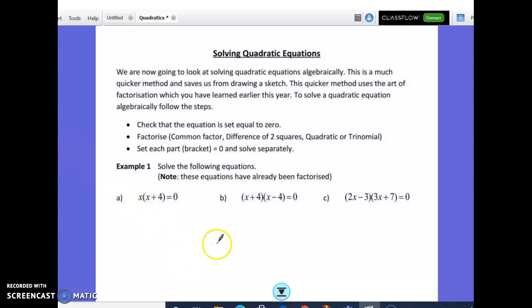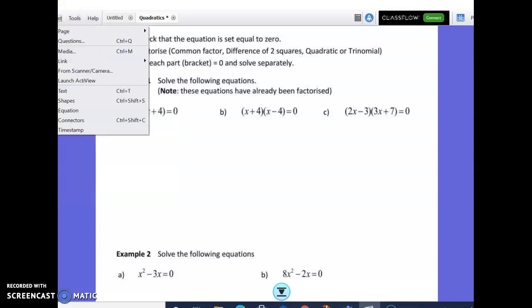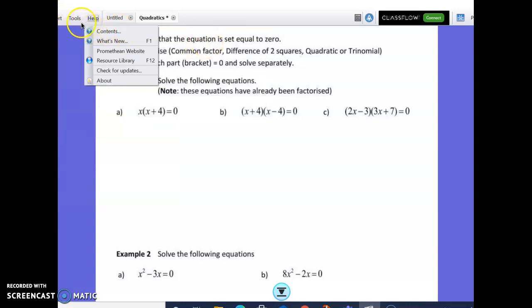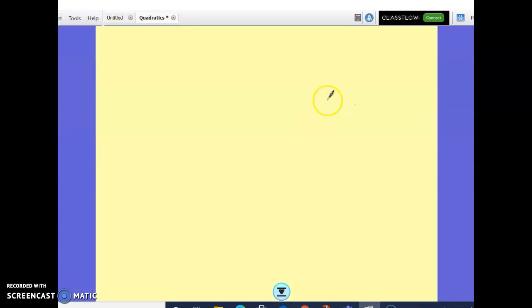I'll rub this back out so that I've got room here. It's just so I've got some space. In fact, if I scroll down, give myself a bit more room. There we go. Nice blank page.